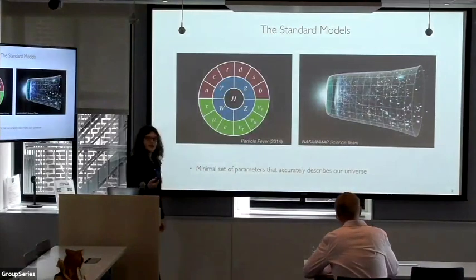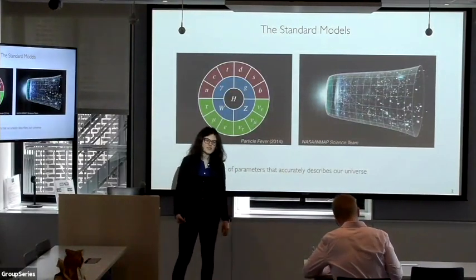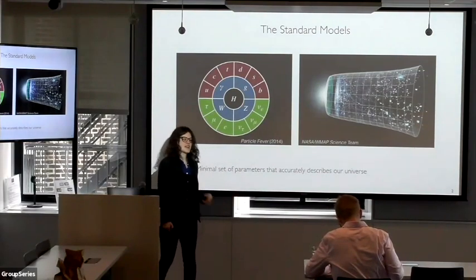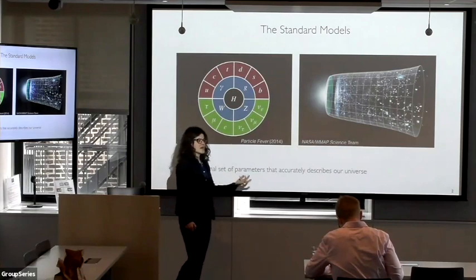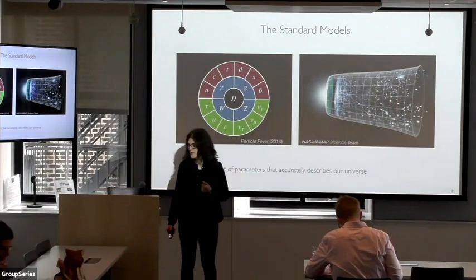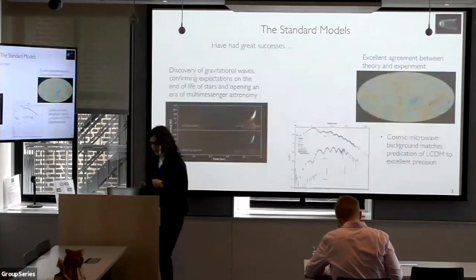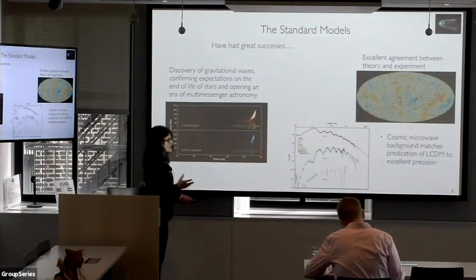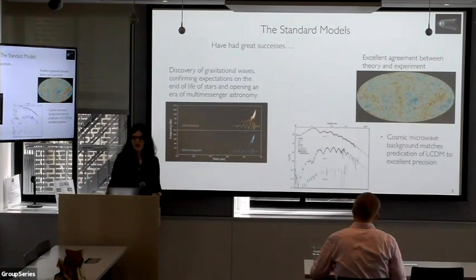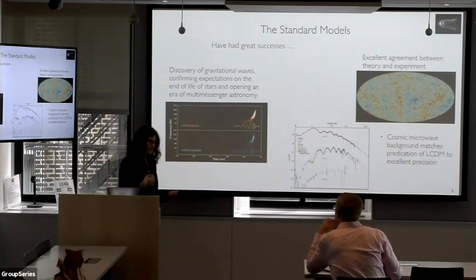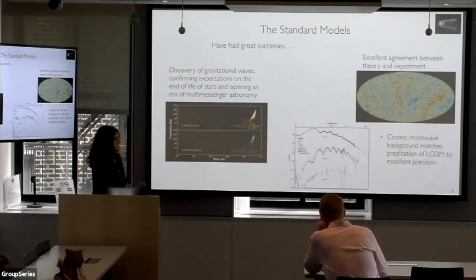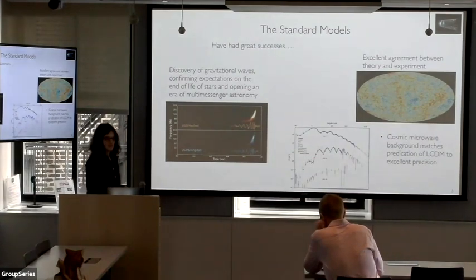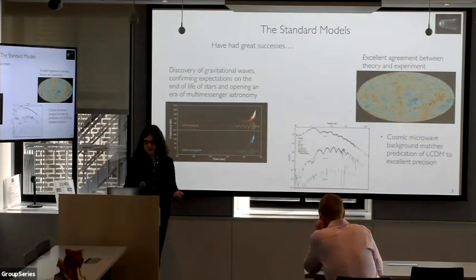Today we are lucky or unlucky, depending on your perspective, to live in the age of the standard models, where we have a set of parameters that very accurately describes the expansion of our universe and the fundamental interactions within it. These have been extremely successful, from excellent agreement between theory and experiment, such as lambda CDM matching very well to observations of primordial fluctuations in the CMB, to major discoveries like that of gravitational waves, which are already teaching us a lot about the universe.